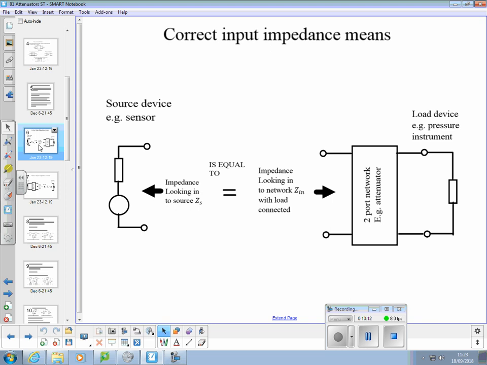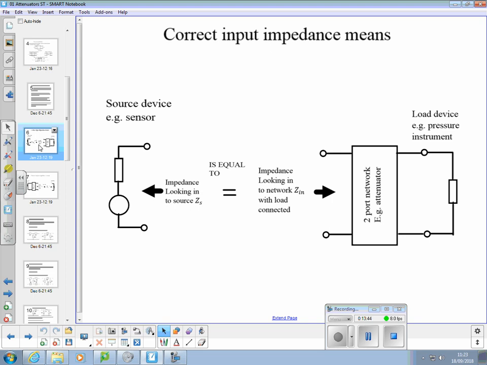Correct input impedance. Here's our device, some kind of sensor giving us an output. It will have a specified output impedance. That's the impedance of the source. We have to make sure that the input impedance of our attenuator network with the ideal load connected is equal to the output impedance of that device.